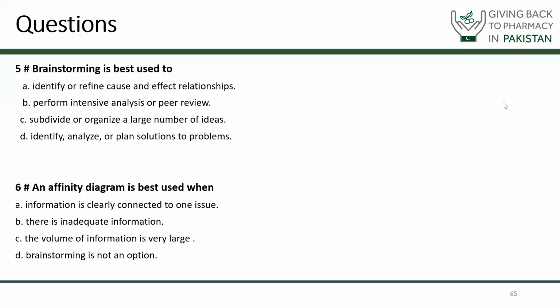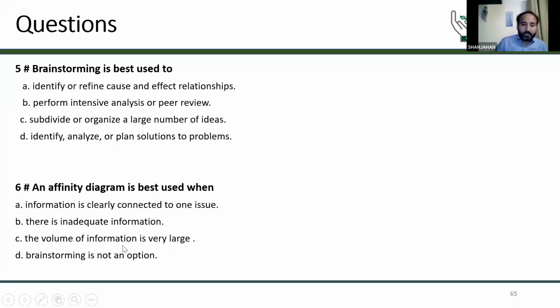We have mixed answers A, C, D. Yeah, so the answer is this one, C. The large volume of information, because as we discussed before, after the brainstorming, when we have many large data, we want to categorize them, and the categorizing tool is the affinity diagram.